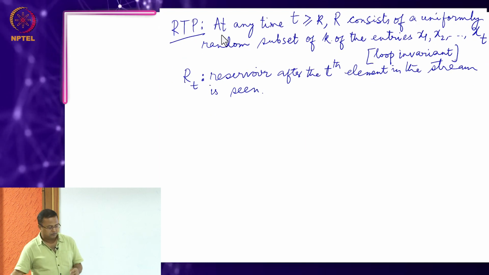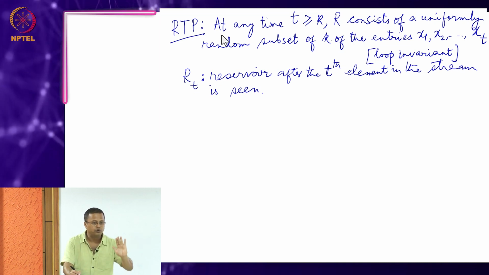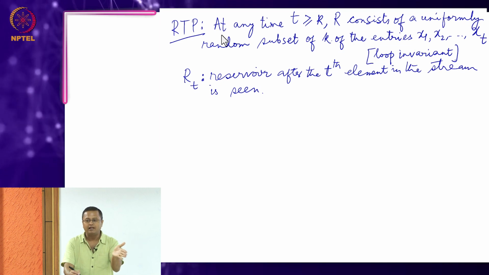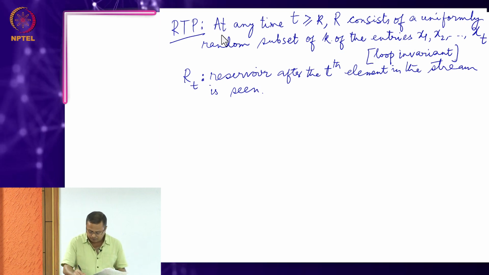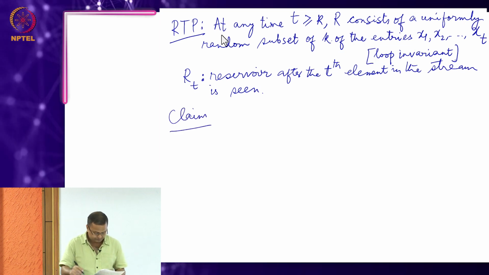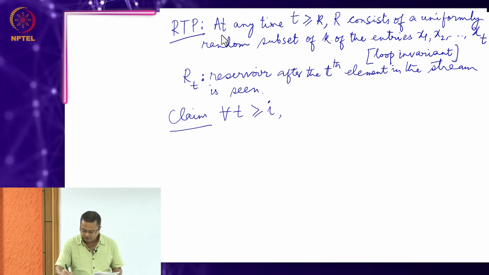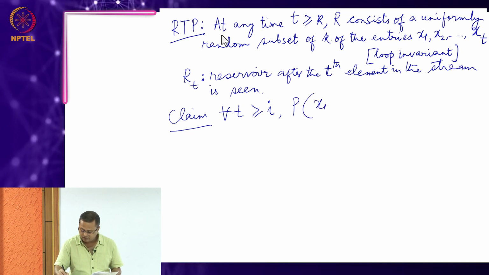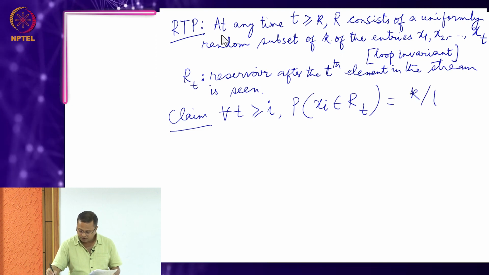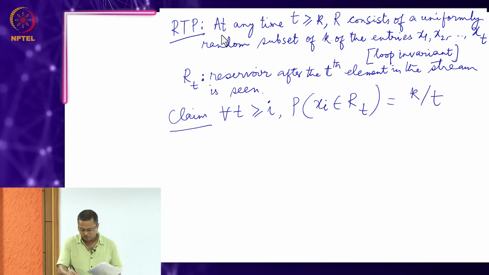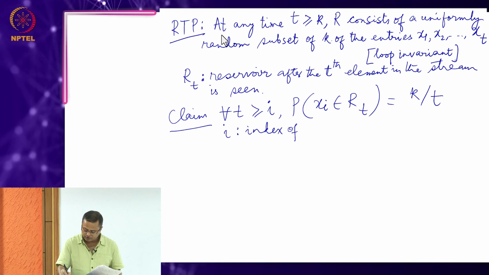Okay. So, R was the reservoir, I use the subscript t to denote the status of the reservoir after t elements of the stream have been seen. So, I want to prove the following claim and then I would be done. For all t greater than i, the probability of xi belonging to R_t is equal to k by t. Here i is the index of the stream.